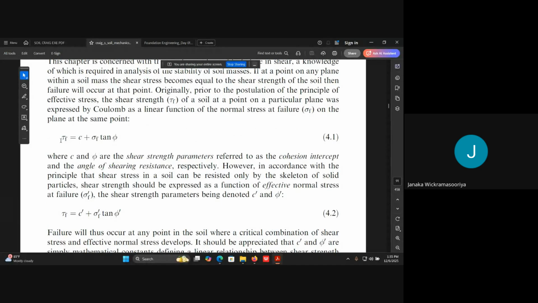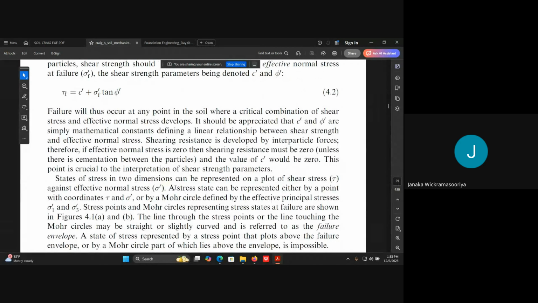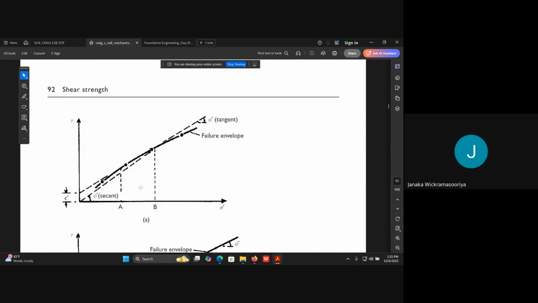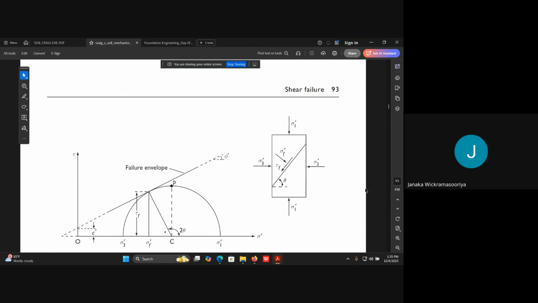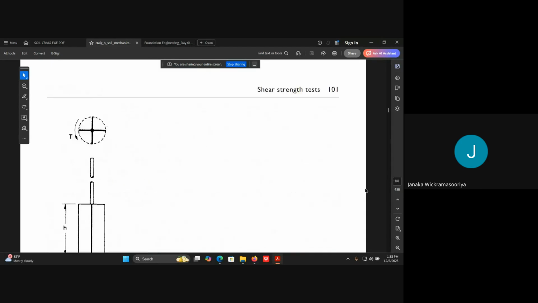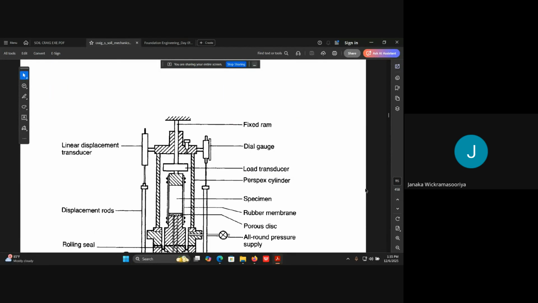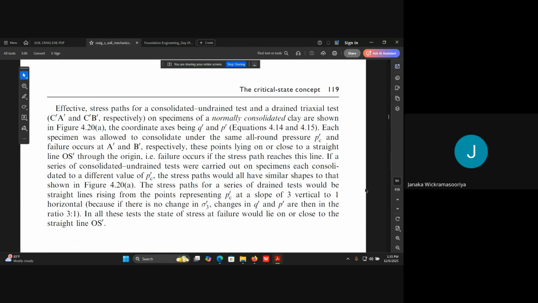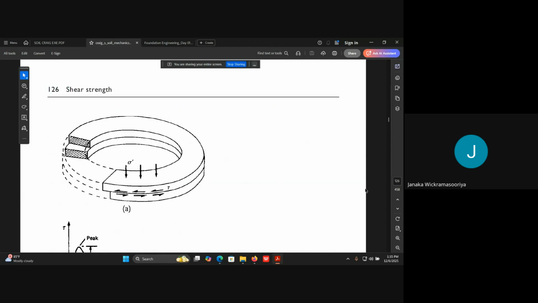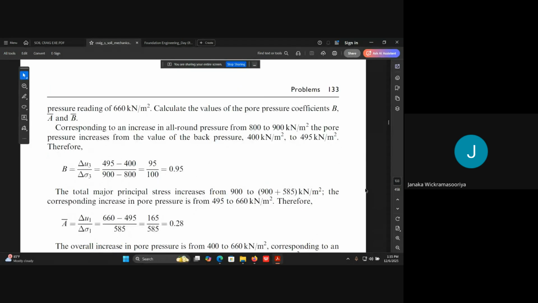So the shear strength equation is tau f equals c plus sigma tan phi. And we will move directly to the questions. I will discuss 3 or 4 questions here on the examples, but the rest are exercise.